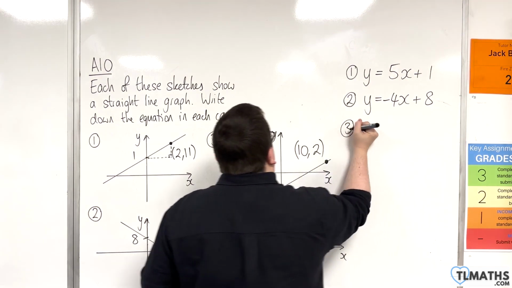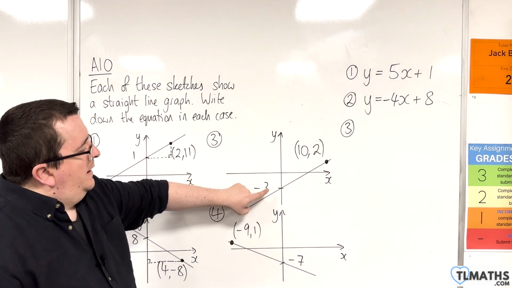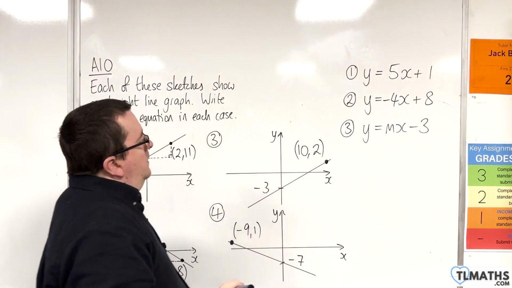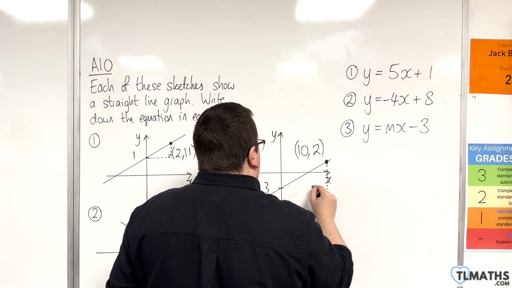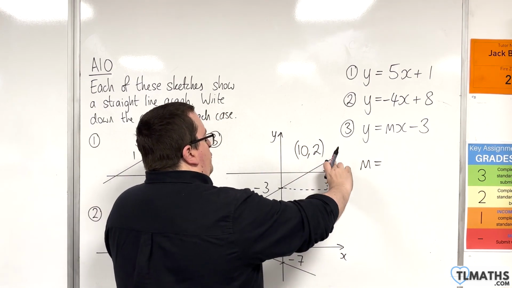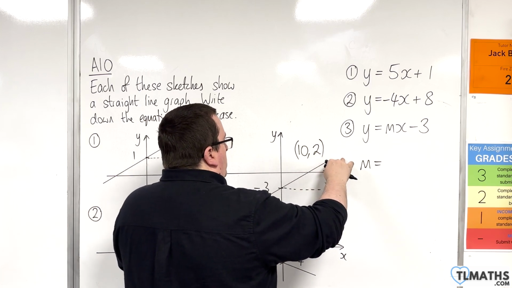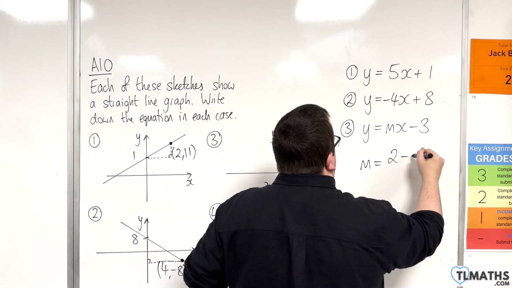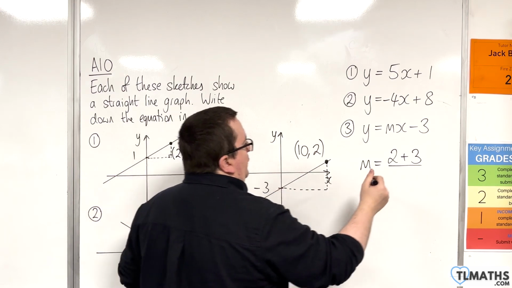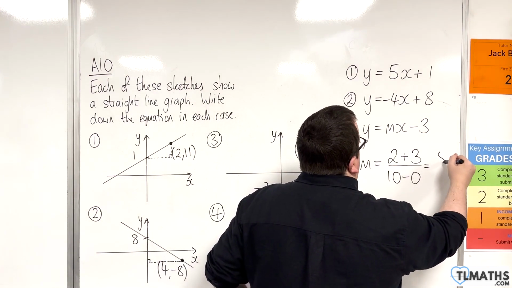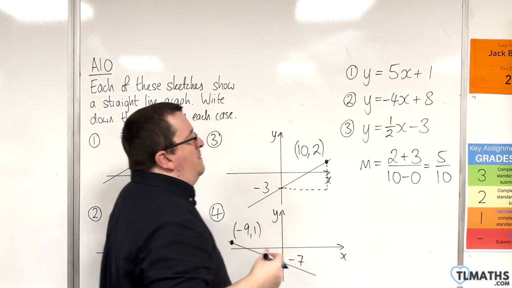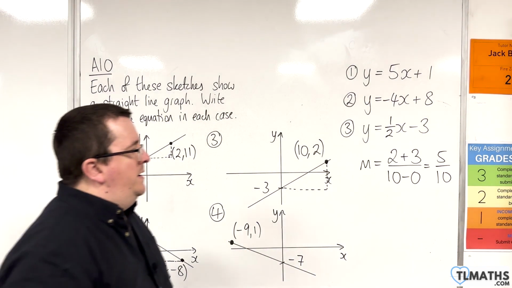Right, let's try number 3. Now number 3 has a y-intercept of minus 3. So we know it's of the form y equals mx take away 3. Now as for the gradient, we know that the line goes through 10, 2. So the difference in the y-coordinates, we've got from 2 to minus 3. So 2 take away minus 3 is 2 plus 3. And then from 10 to 0, so 10 take away 0. So we've got 5 over 10, which is 1/2. So that must be my m. So y equals 1/2 x take away 3.